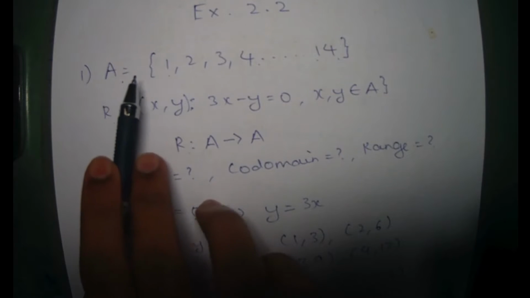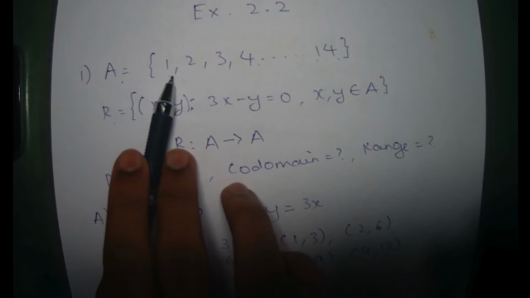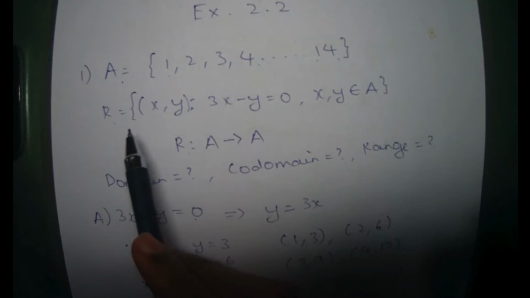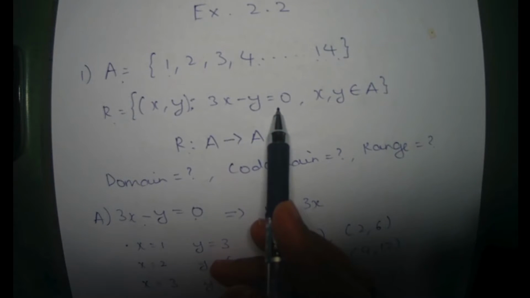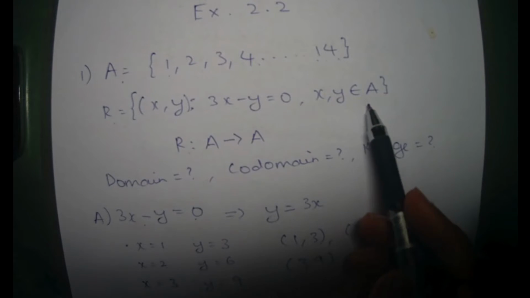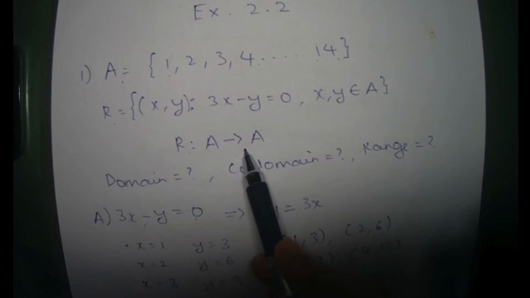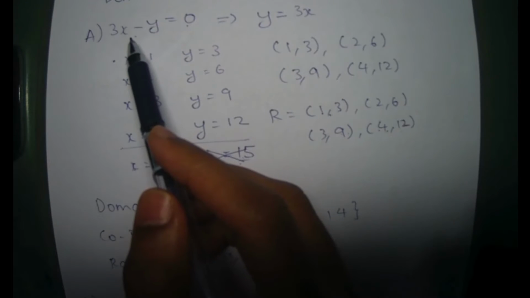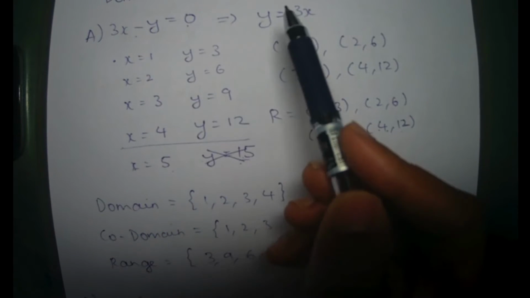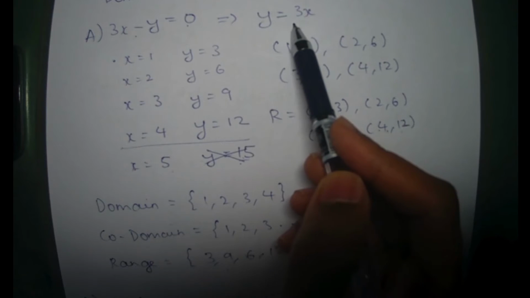So it is given that set A has terms 1, 2, 3, 4 till 14, and the relation R is defined as (x, y), where 3x - y = 0. X, y belong to set A and the relation is from set A to set A. We have to find the domain, codomain and its range. We know that 3x - y = 0, so from this we get y = 3x.